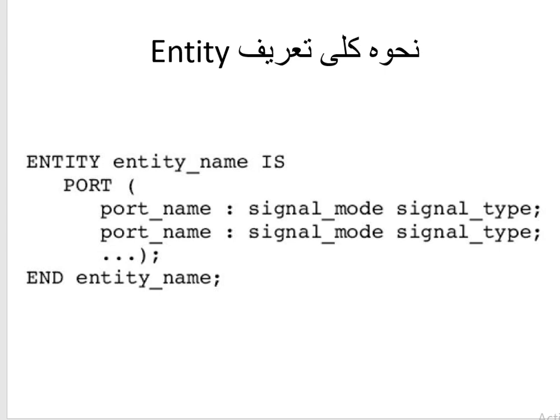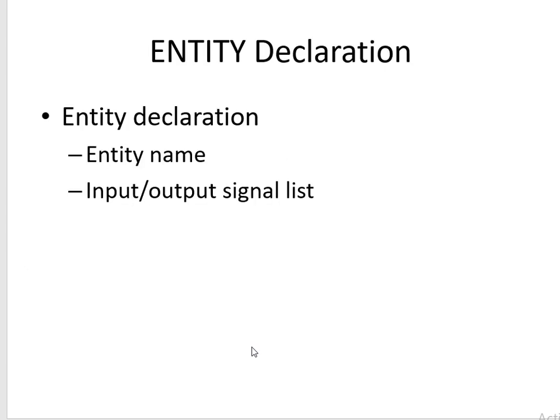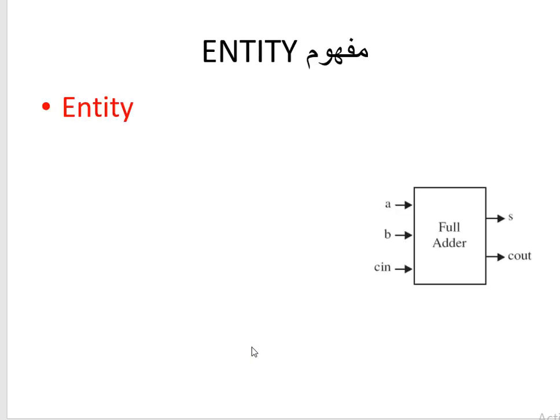And then we must write the signal type of the system, and then we write end as a keyword and the entity name. Okay, for entity declaration, here we have an example. For example, we have a full adder with 3 inputs A, B, and C in, and 2 outputs S and C out. And the name of the entity is full adder.